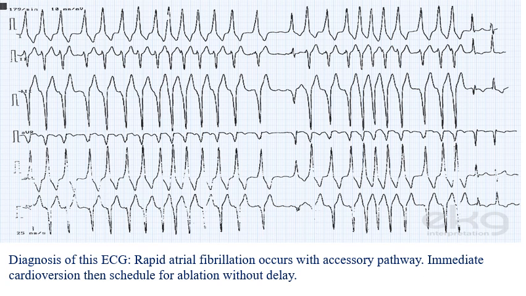conduction. This is typical atrial fibrillation with variable RR interval and wide QRS, and the delta wave is apparent. So this is classic atrial fibrillation in accessory pathway. Immediate cardioversion, then schedule for ablation without delay.